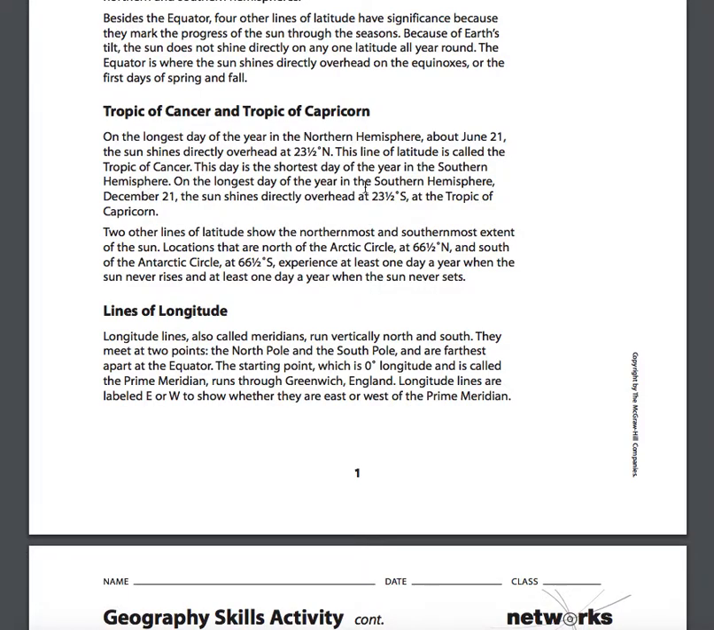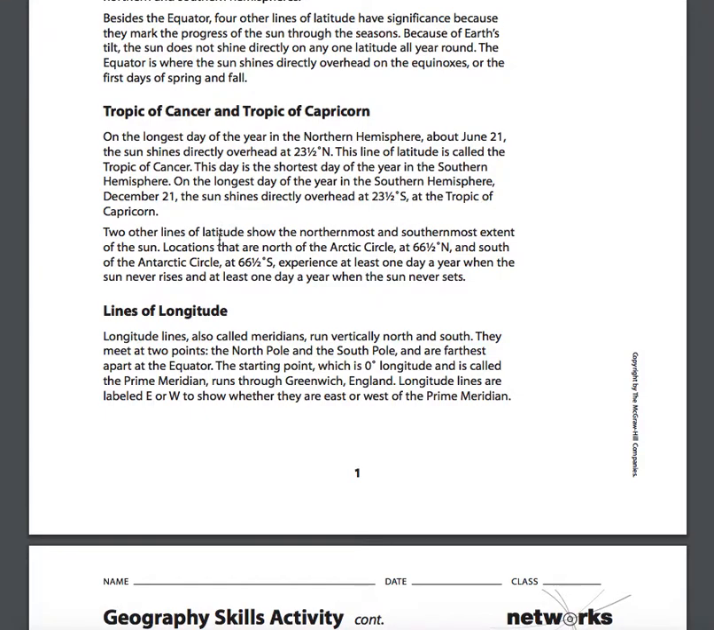On the longest day of the year in the southern hemisphere, December 21st, the sun shines directly overhead at 23.5 degrees south at the Tropic of Capricorn. So when we get to December 21st, right before Christmas time, it's actually the shortest day of the year for us here in the north. It's the longest day of the year in the southern hemisphere because when it's winter here in December, it is summer for them in that southern hemisphere.